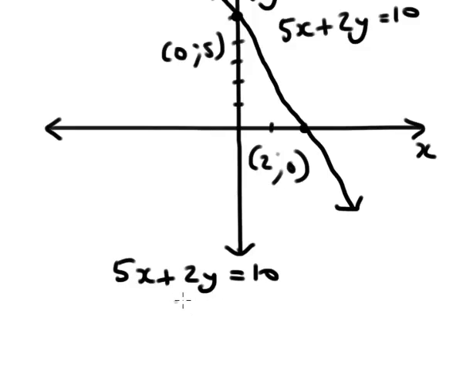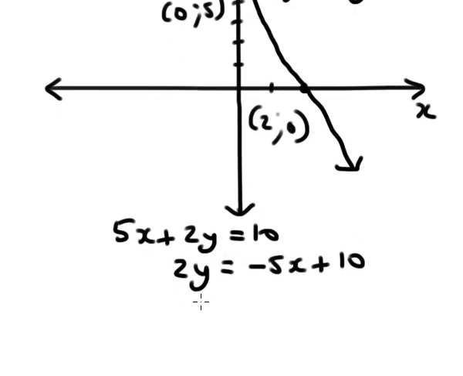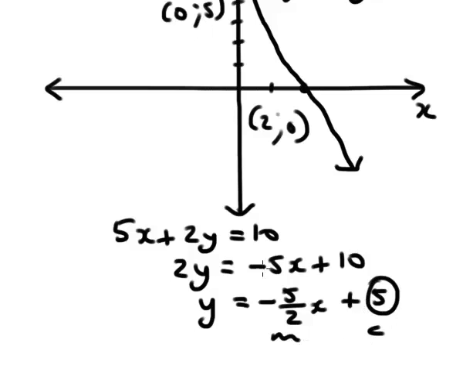So you could bring that across. You could say 2y is going to be negative 5x plus 10. You could then divide both sides by 2, so you get negative 5 over 2 x. Now watch this, plus the 5. y equals mx plus c, and that is your y-intercept. And this we'll use a lot in the next lessons to come.